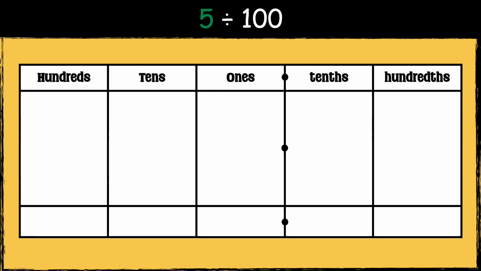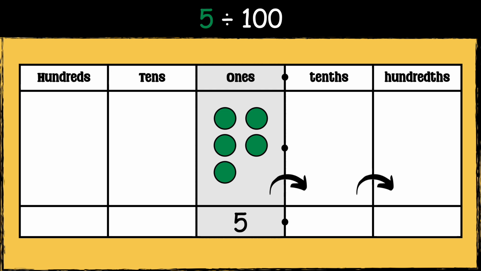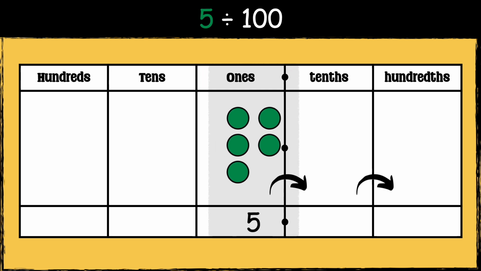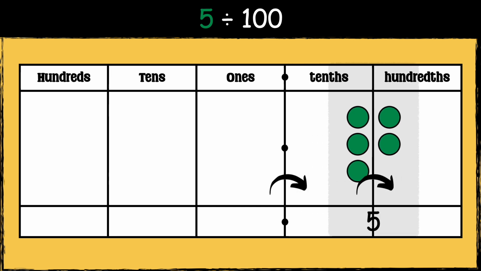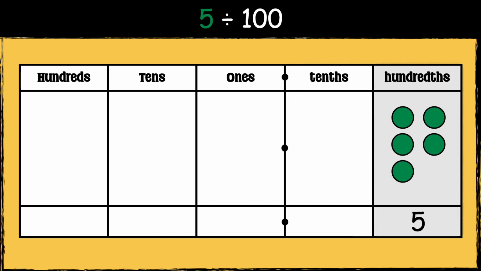Here's the next example. 5 divided by 100. So we need to move the digits 2 places to the right. So 5 becomes 5/100ths. We need to use 0 as a placeholder to show that there are no 1s and there are no tenths. So the answer is 0.05.